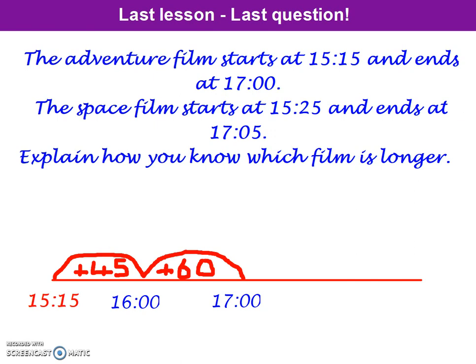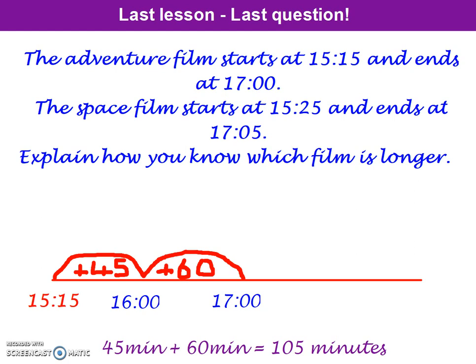So we can see here, 15:15 to get to 1600 hours, 45 minutes, 1600 hours to 1700 hours, 60 minutes, 60 minutes plus 45 minutes gives me an answer of 105 minutes. So the adventure film is going to have a duration of 105 minutes.